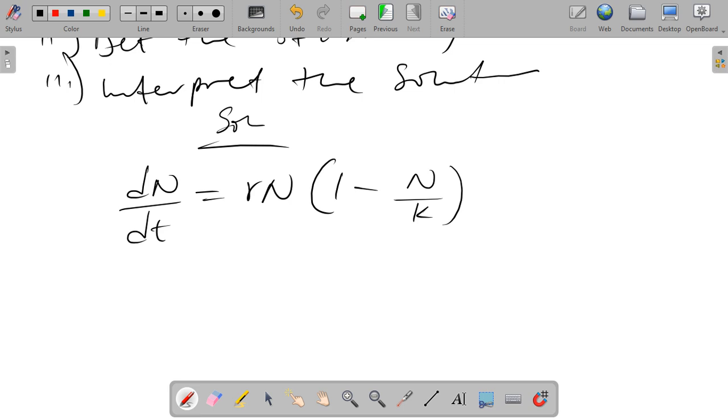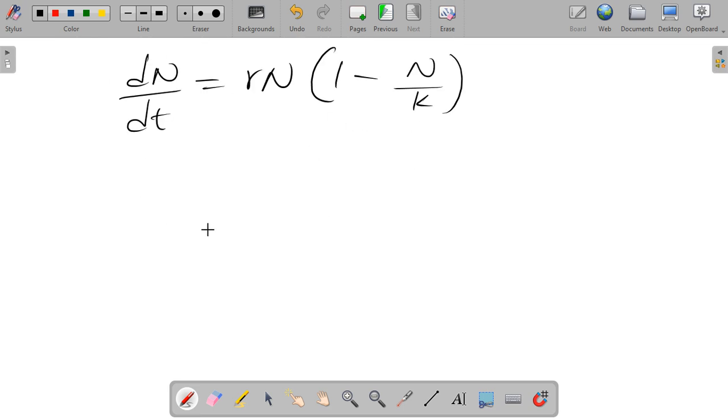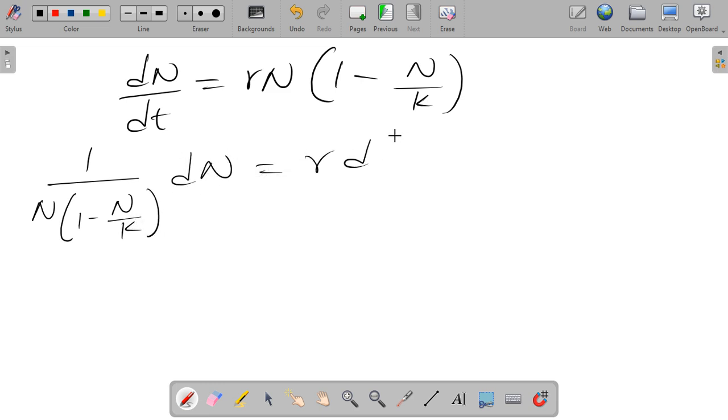So using variable separable, all the N will come one side and all the t will go the other side. We don't even have t, so the only thing is to bring all the N this side, and the dt should go to this side. So the dt can stay with the r, then let all the N come down. I'm going to have 1 over N times 1 minus N over K, dN is equal to r dt. Now you have separated it.